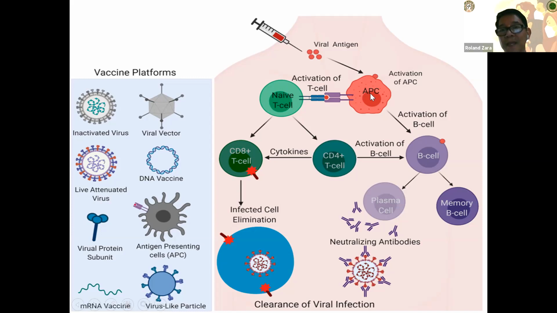They present the antigen to your naive T cells. Your naive T cells can be your CD4 cells, or helper T cells, or your CD8 T cells, your cytotoxic T cells. Now, your helper T cells are very important because your helper T cells will activate, see this one?